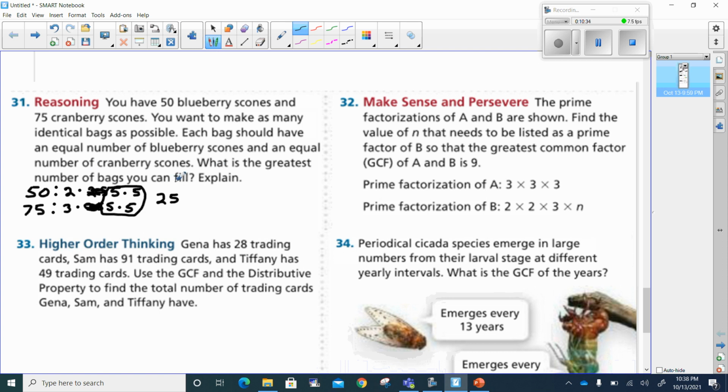So what is the greatest number of bags? We can make 25 bags. There would be, let's see, there would be 2 blueberry scones in each bag, and there would be 3 cranberry scones in each bag. Okay. All right, let's move down here.